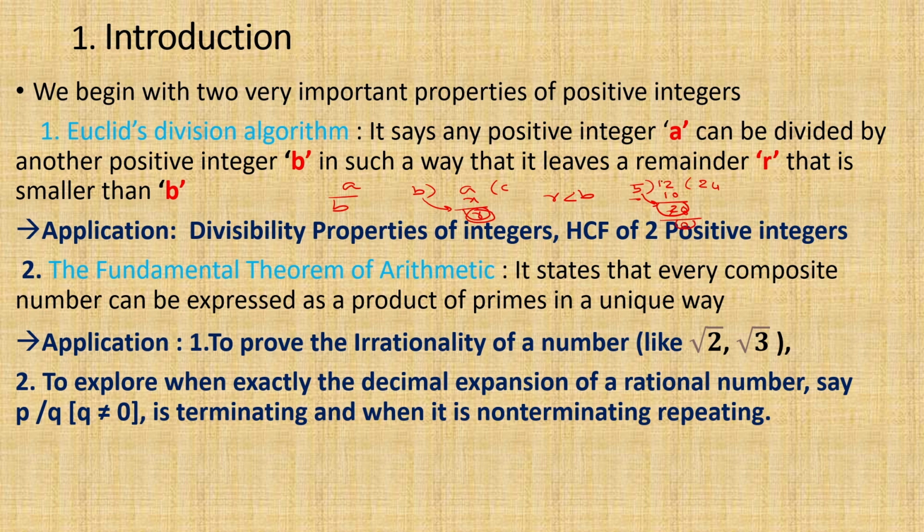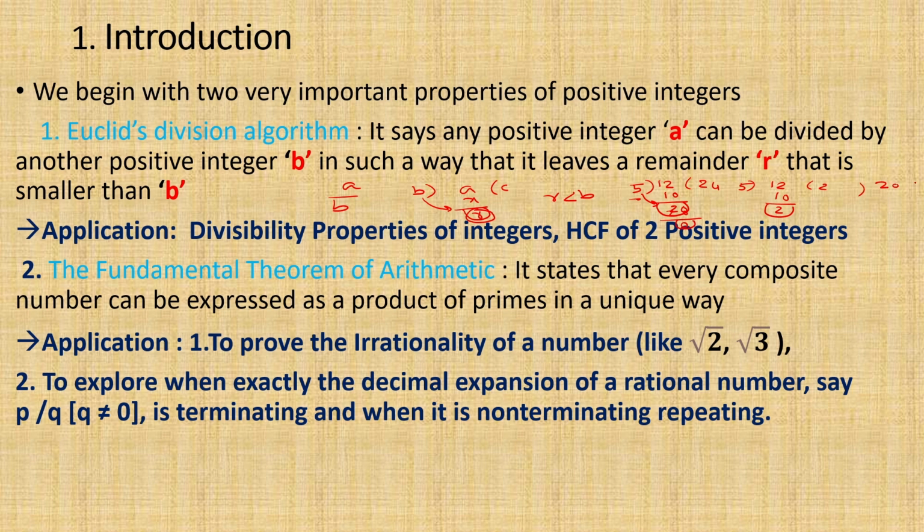In this example, if you see here, 12 is there, 5. If we divide 12 by 5, we will get the remainder as 2. 5 twos are 10, we will get the remainder as 2. So 2 is always less than 5. That is the theorem that Euclid's division algorithm says.